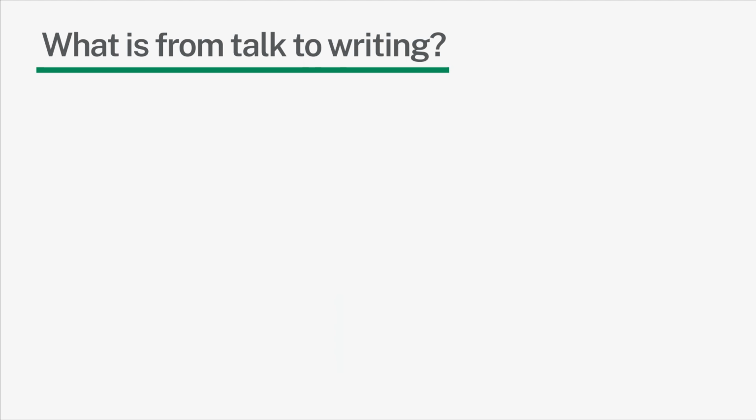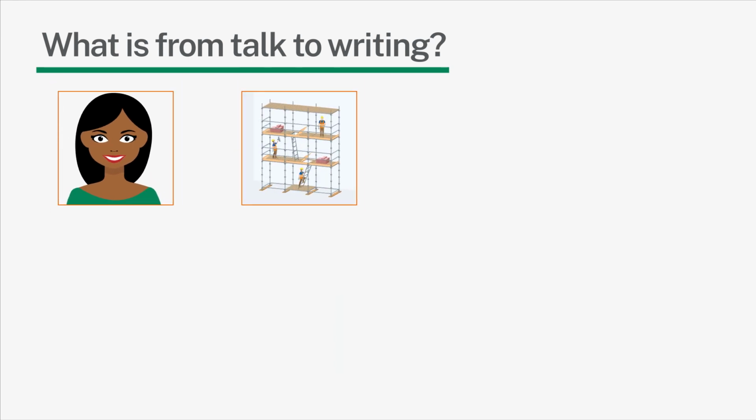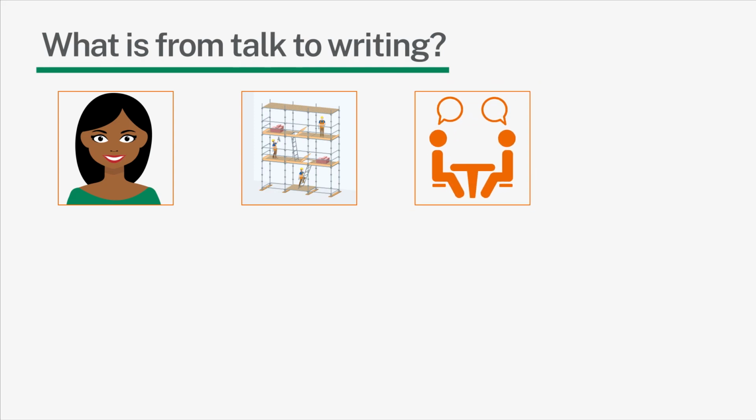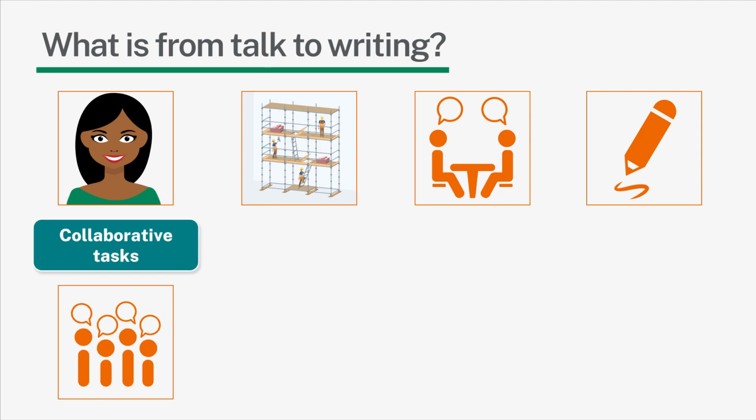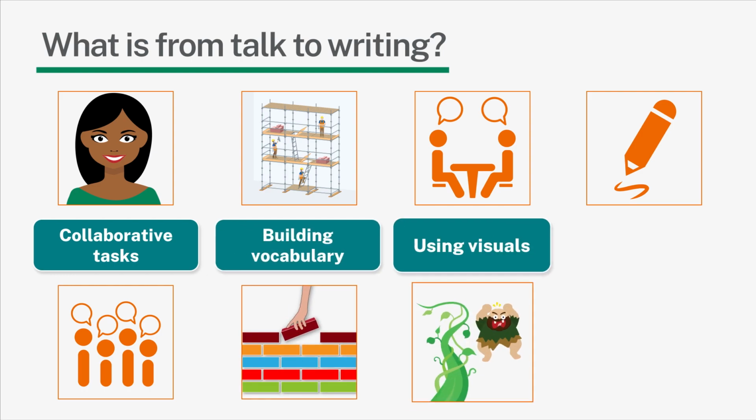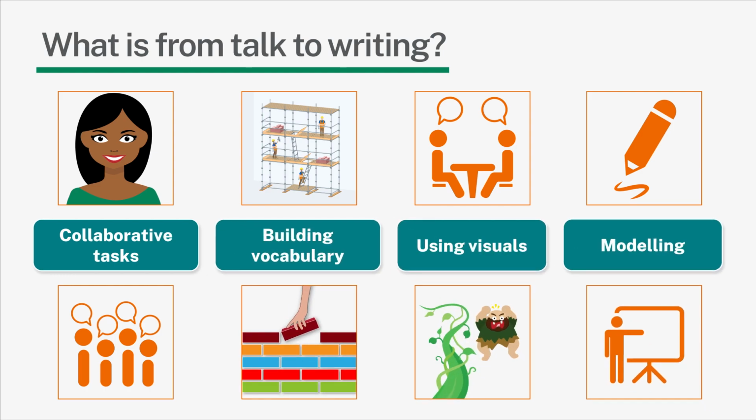What is From Talk to Writing? Talk to Writing takes place when a teacher plans for scaffolding support that allows learners who use EAL to orally rehearse explicit vocabulary, sentence or language structures that they need in order to write. Effective oral activities can be incorporated into existing scaffolding practices that support writing, such as collaborative tasks, building vocabulary, using visuals and modelling.